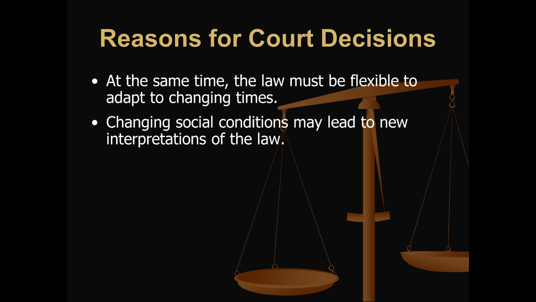Changing social conditions may lead to new interpretations of the law. We will get heavily into this when we talk about the Eighth Amendment. The Eighth Amendment outlaws cruel and unusual punishment. Well, what's cruel and unusual in 2017 is not the same as what is cruel and unusual in 1787. Think about this. In Great Britain and in this country, a thief could be hanged. You could be hanged for stealing. A bank robber could be executed. There were a lot more capital offenses early on.